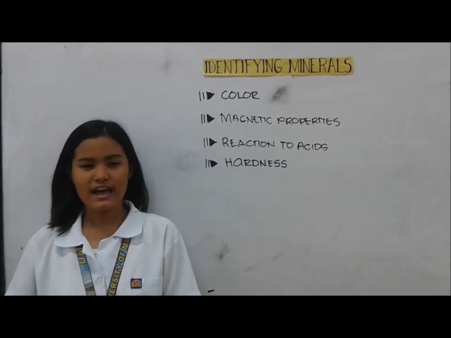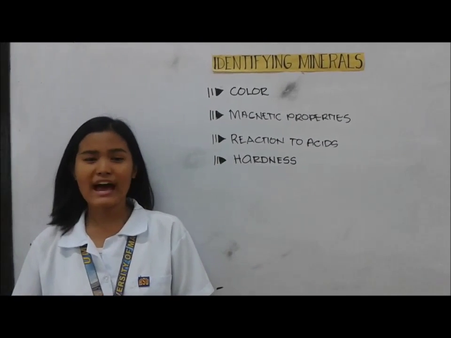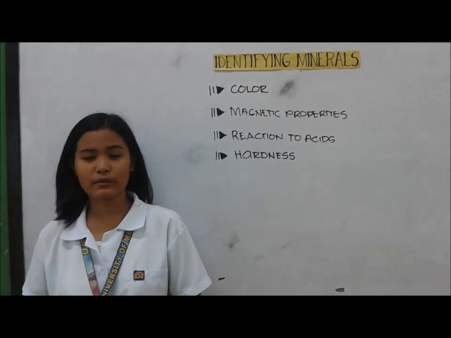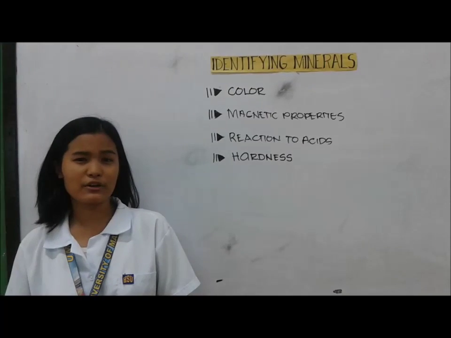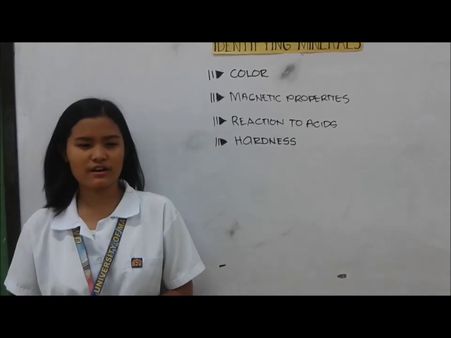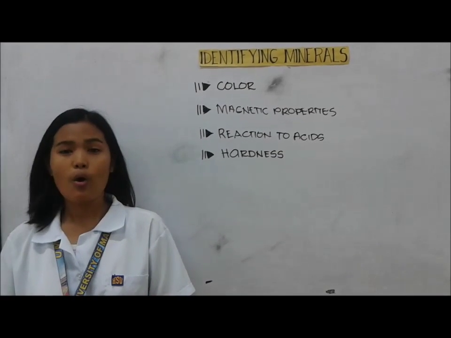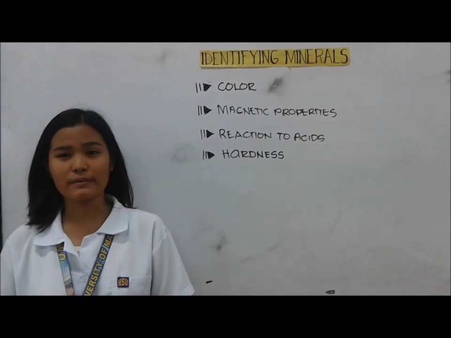Identifying minerals. In identifying minerals, we have the first property, which is color. Color is the reason why people are attracted to minerals. Why do minerals have color? That is because of the absorption or lack of absorption of various wavelengths of light, where wavelengths may be absorbed or emitted.